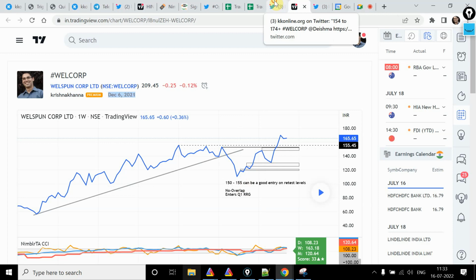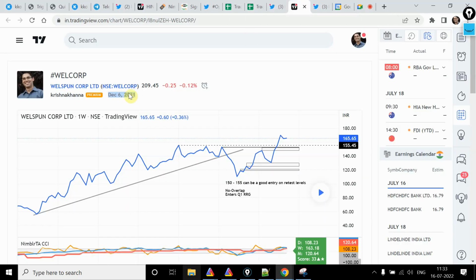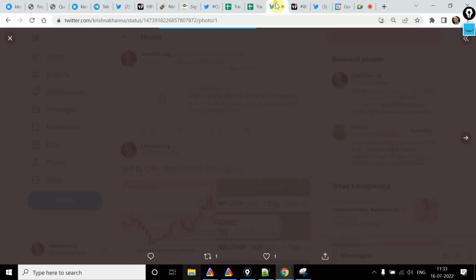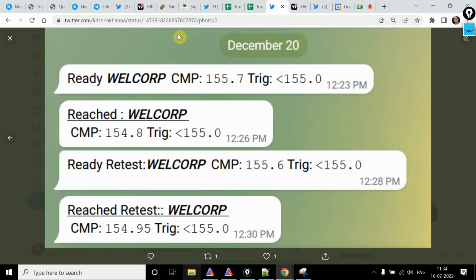So what I did at that moment was feed it onto the system. This analysis was done on 6th of December 2021, and on 23rd it gave me a trigger over here. It is 152. I had done my analysis for 150 to 155 on 6th. However, on 23rd, approximately 15 days later, 2 weeks later, I get a trigger at this level, right? And how it would look, I got an entry over here. It gave me ready Wellcop 155.7 on 20th.